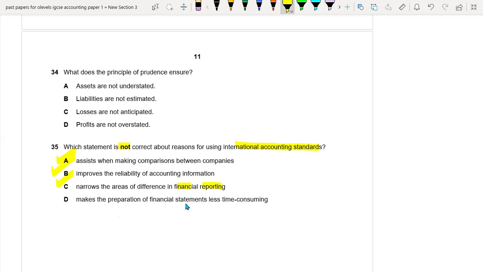Makes the preparation of the financial statement less time consuming. So this is not right, because if you are using the IAS, this doesn't mean that it would not be giving us a tough time, or that it is less time consuming to prepare those financial statements. It would be time taking. So yes, D is the right option.